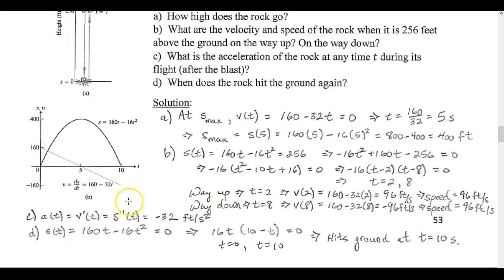Okay, and then when does the rock hit the ground again? In other words, when is the position equal to 0, right? Certainly t equals 0 solves this, but that's when it takes off. But when it hits the ground again, I've got to solve for another value of t, because that's a quadratic also. So simply factor that, factor out 16t, and I get 16t times 10 minus t. Set that equal to 0, t equals 0 is when it takes off, and then t equals 10 is when it hits the ground again.